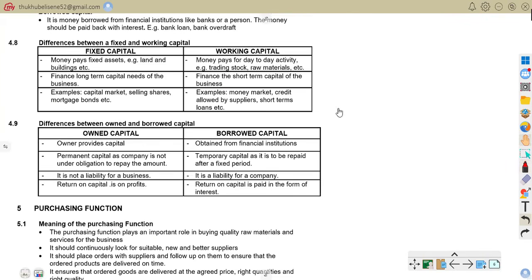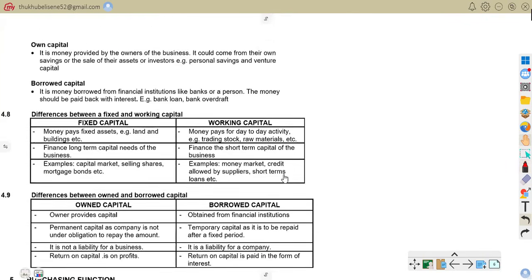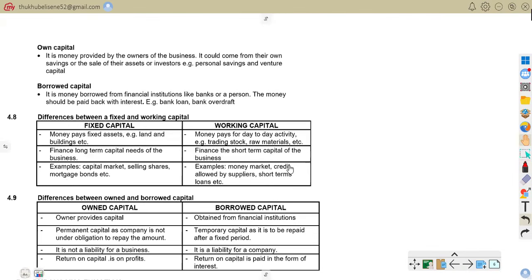Now we are coming to own capital. Own capital is the money provided by the owners of the business. It could come from their own savings, the sale of their assets, or investors. Examples are personal savings and venture capital. That is the money provided by the owner himself or herself, from his or her savings or pensions.